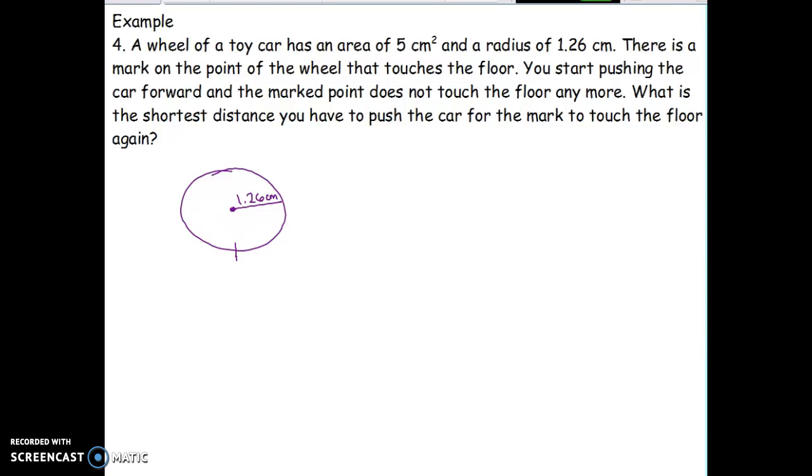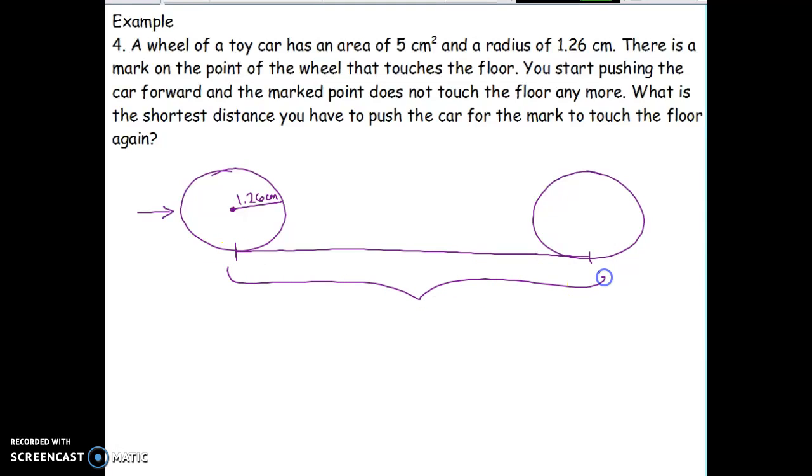You start pushing that car forward, so you're back here and you're pushing this car forward, and as you push, the wheel starts to rotate. So as you push it, this mark starts to rotate around, and eventually what happens is that mark touches the floor again. So what is the distance between where the mark started and where the mark ended? Well, this distance would be equal to the circumference of the tire.